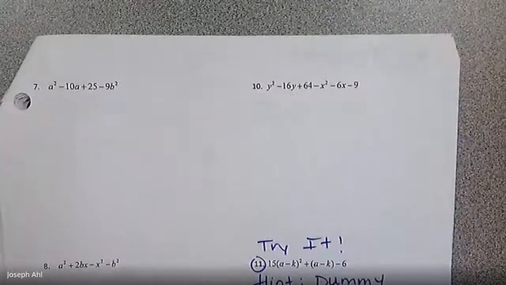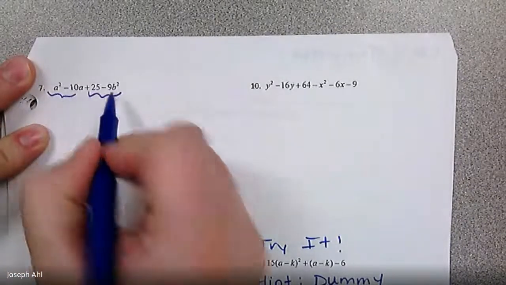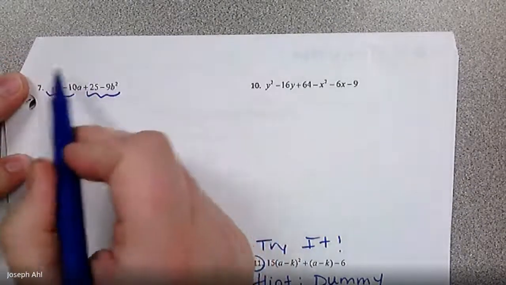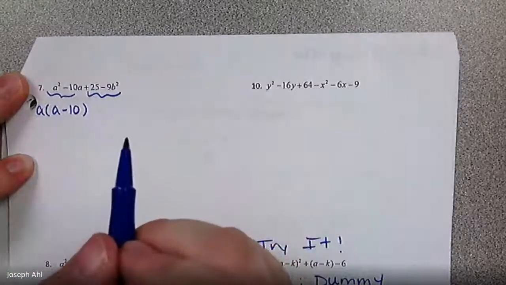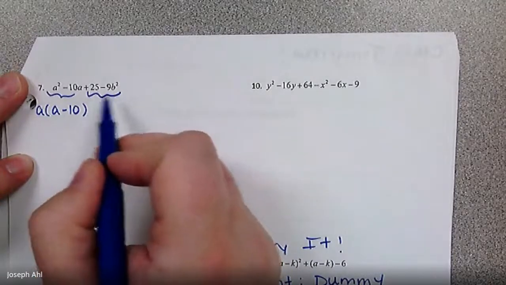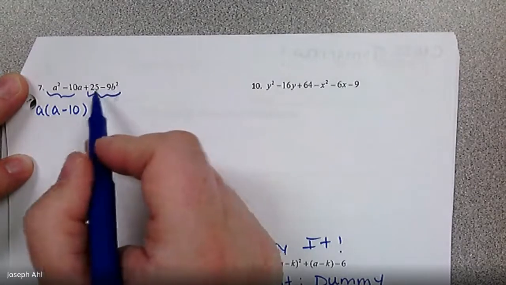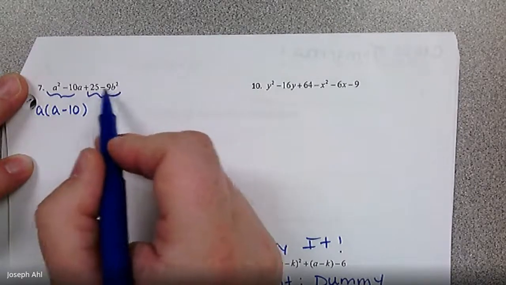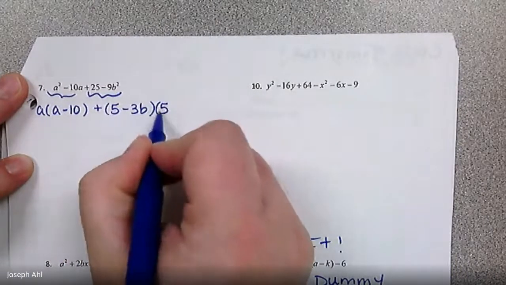Number 7 is a squared minus 10a plus 25 minus 9b squared. All right, our default so far has been first 2, last 2. And when I group the first 2, there is a GCF of a, so that leaves me with a minus 10. And when I group the second 2, there's no GCF, so we're getting a little nervous maybe about this grouping here. Now, even though there's no GCF, isn't it factorable? Isn't it difference of 2 perfect squares? So that would be 5 minus 3b and 5 plus 3b.